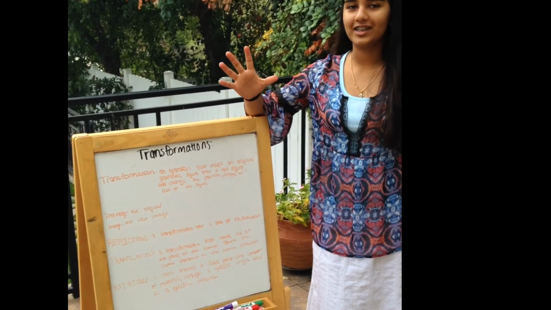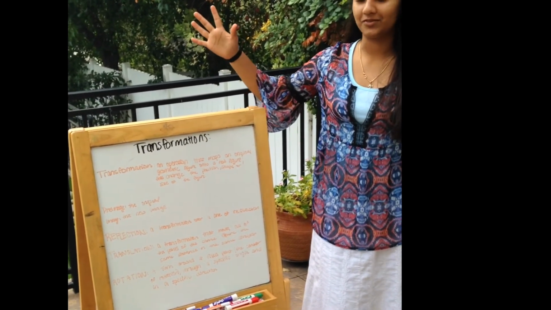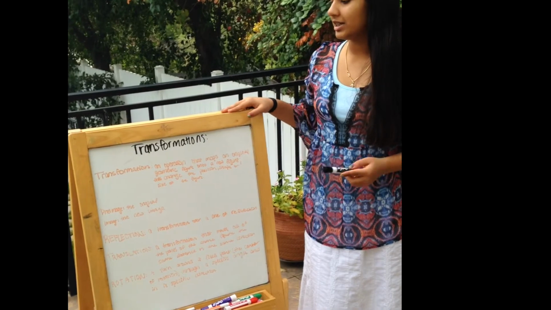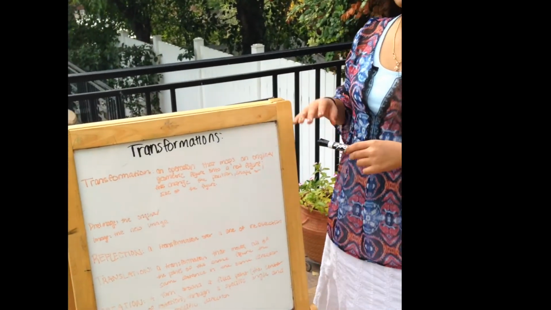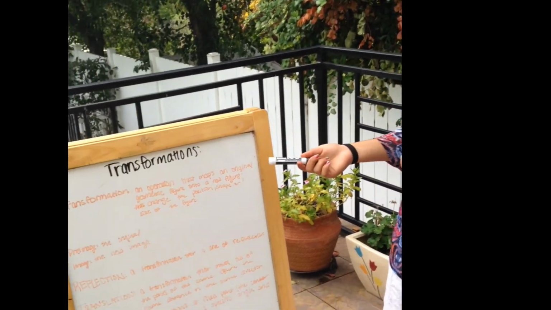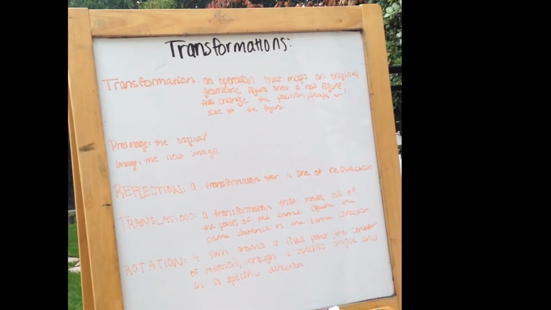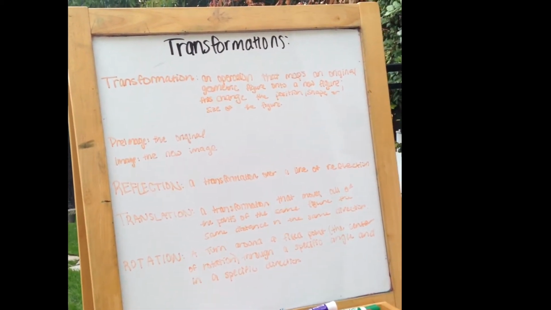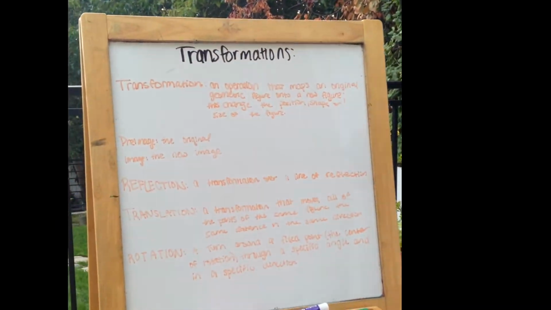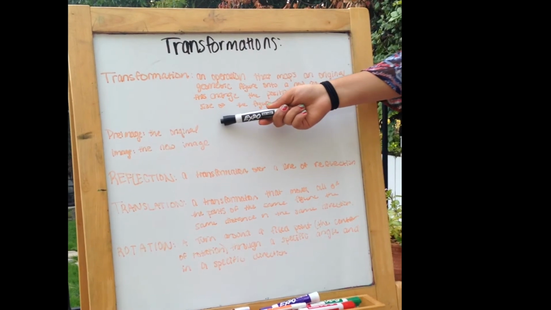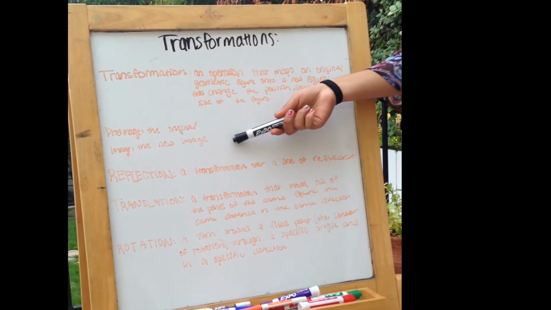Okay, so now we've reached the end of our chapter 4, and I'm going to teach you about transformations. So a transformation is an operation that maps an original geometric figure onto a new figure, and this could change the position, the shape, or the size of the figure. Now the pre-image is the original figure, and the image is the new figure.